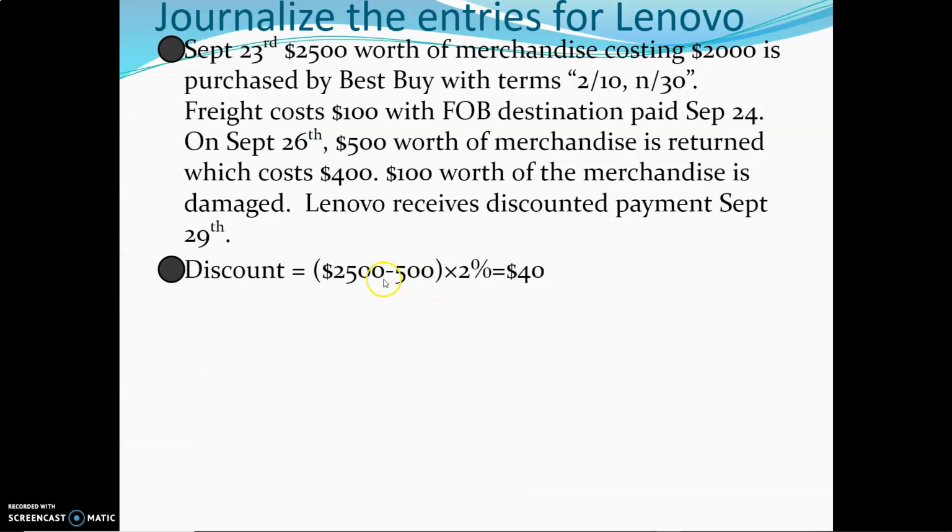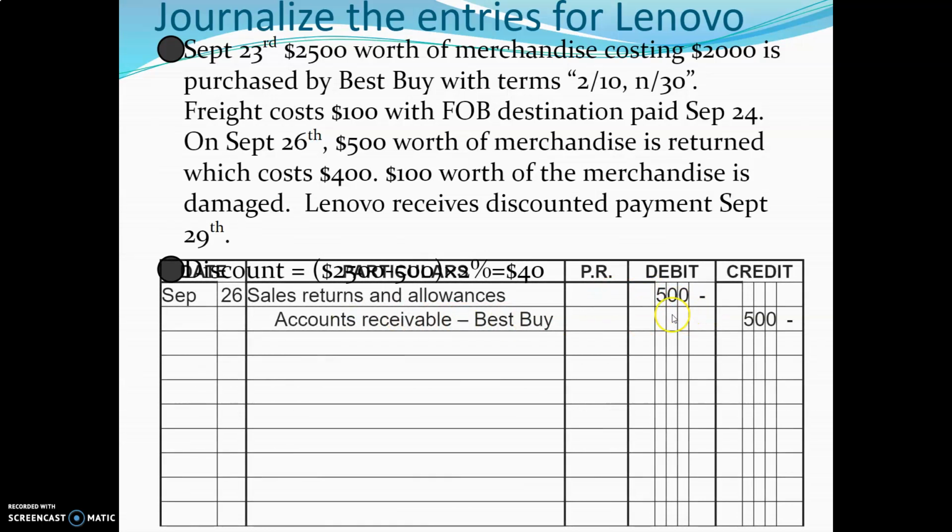Regardless of whatever's happening with that inventory and restocking it, we still have that $500 worth of merchandise being returned. That will not change. We saw that earlier on in this lesson. So we've got sales, returns, and allowances. We already know that that's the account that should be debited. And what exactly are we crediting? Well, it is $500 that Best Buy doesn't have to pay. So accounts receivable gets credited. So there's our first part here.